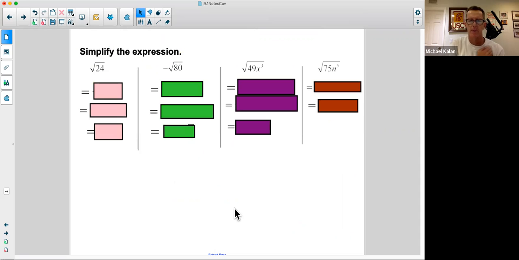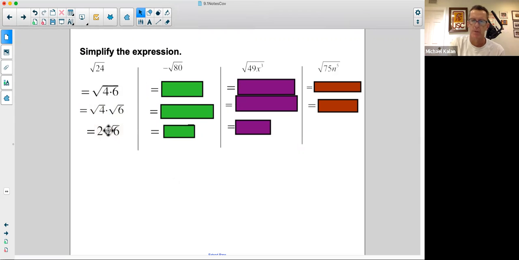Okay, so let's try some of these. Square root of 24. Is that one of the perfect square numbers? No. But does it have a perfect square factor in it? Does 4, 9, 16 go into it? Yes, 4 does. So what we want to do is split this up to 4 times 6. And if I split it into the square root of 4 times 6, then I can split that into the square root of 4 times the square root of 6. And then I can take the square root of 4, which is 2. So I get 2 root 6.